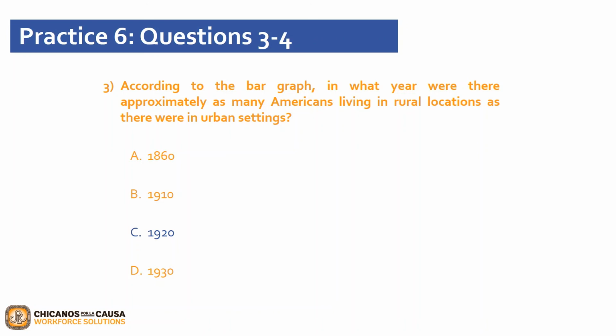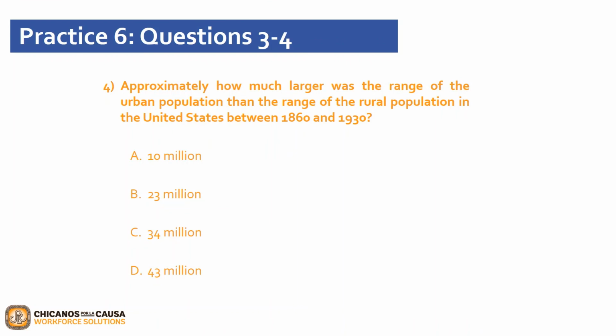We're almost there. Yes. Question 4. Approximately how much larger was the range of the urban population than the range of the rural population of the United States between 1860 and 1930? Wow, that's a mouthful. That's a very long and it could be a complicated question, but don't worry. We got this, and I'm going to walk you through it. In order to find the answer, we are going to do some mathematical reasoning or some arithmetic. This is a two-part solution, so stay focused.